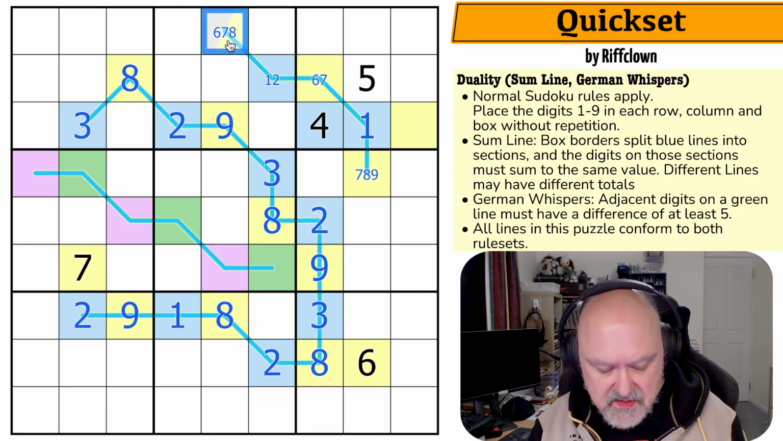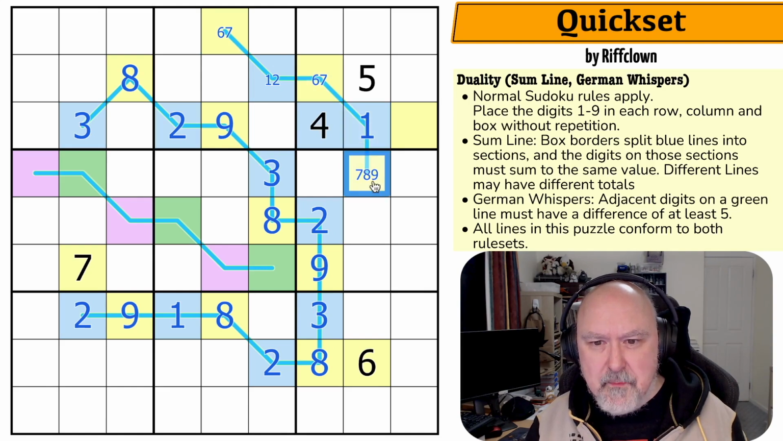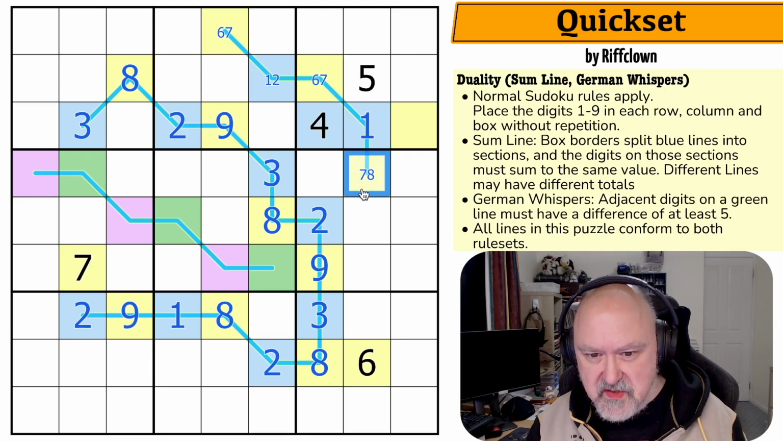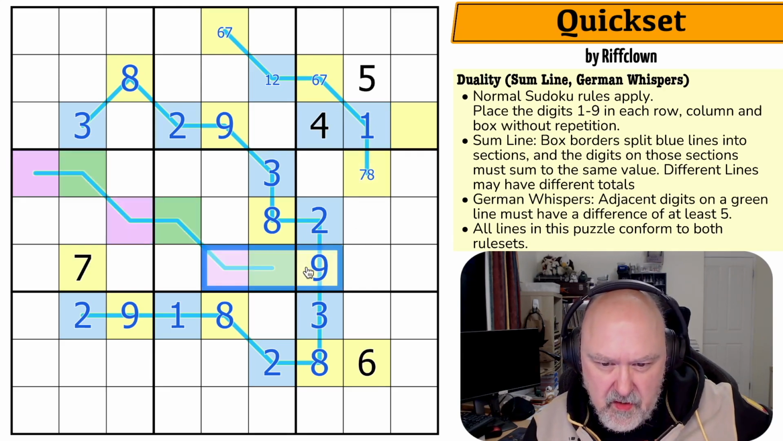This isn't an 8. So this can't be a 9 because that would have to be an 8. So this isn't a 9. Oh, also because there's a 9 in the box. Okay. I think it's this line.